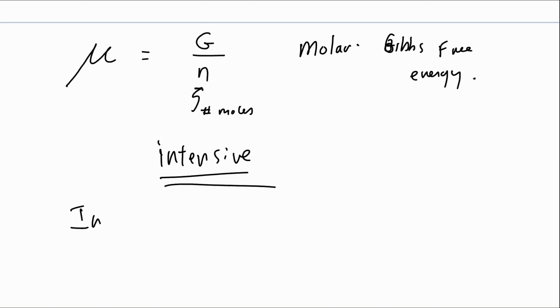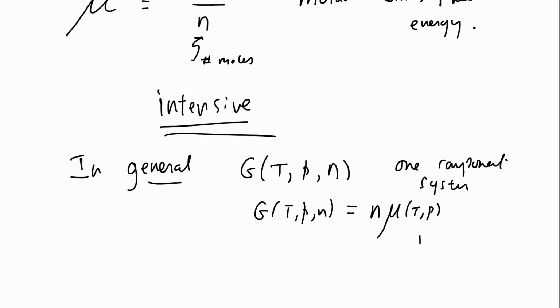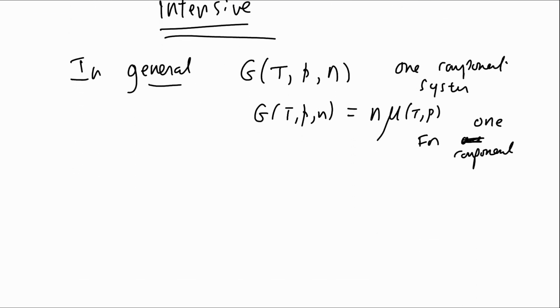Now in general, and this is defined, G will be a function of T, P, and N. This is for the one component system. And G of T, P, N is equal to N times mu of T and P for one component, ONE. So I just rearrange that equation.